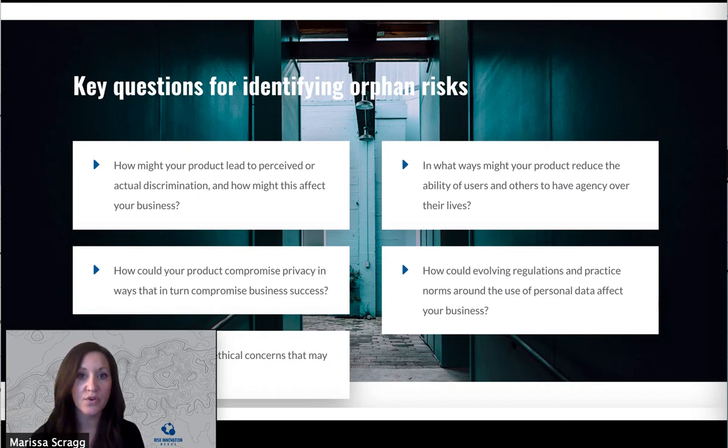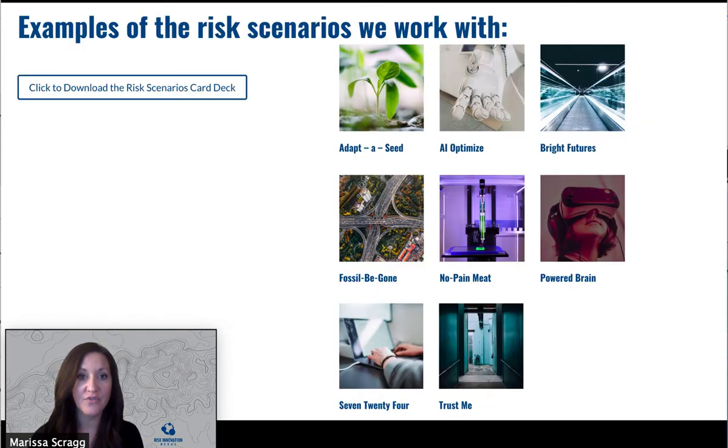As you read through the questions, we encourage you to try to draw connections to your own organization or project. If a scenario seems applicable, review the list of associated orphan risks to see what risks you may need to navigate. Again, you can find more information on identifying orphan risks and mapping and navigating your own risk landscape by heading over to the activity guides page on our website. If you're not sure where to go next, check out the Bright Futures and 724 scenarios. Good luck and happy navigating.